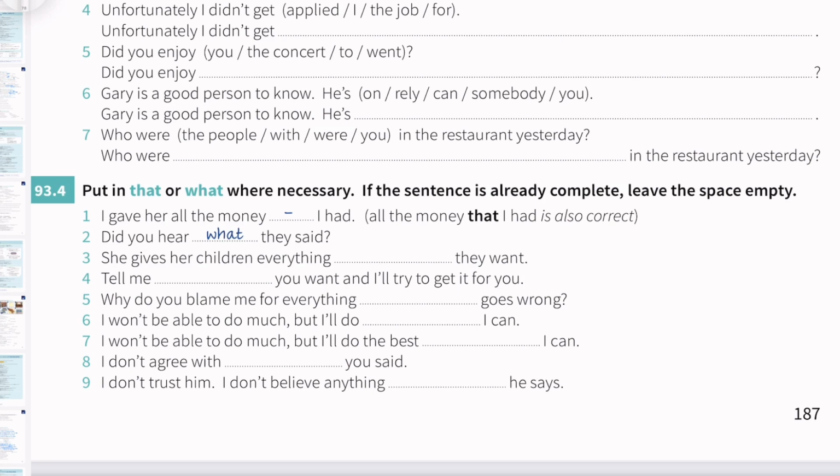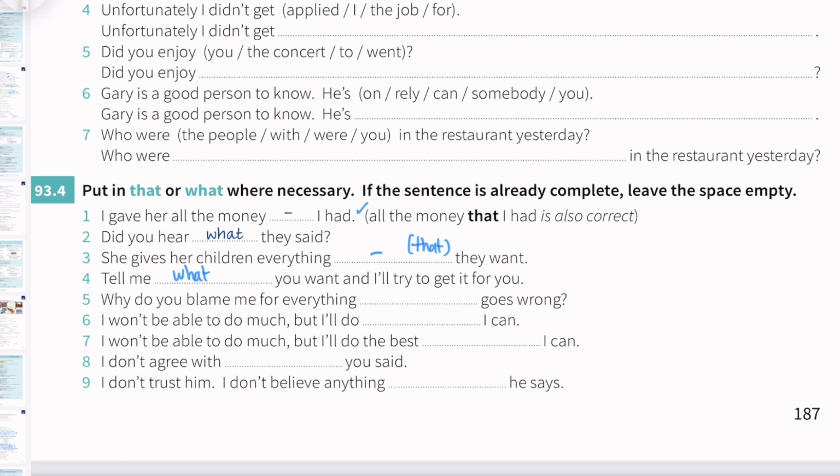Number 3. "She gives her children everything they want." You see it's already complete, so we don't need to fill anything. But in this one, "that" is also correct. It's like number 1, exactly the same concept. "She gives her children everything that they want," or simply you just leave it empty. Number 4. "Tell me you want and I will try to get it for you." So we have to use "Tell me what you want, then I will try to get it for you."